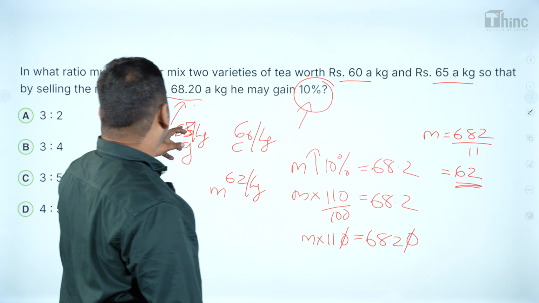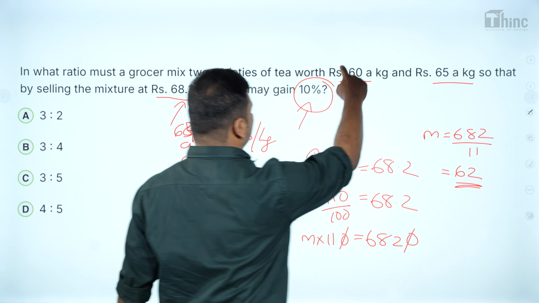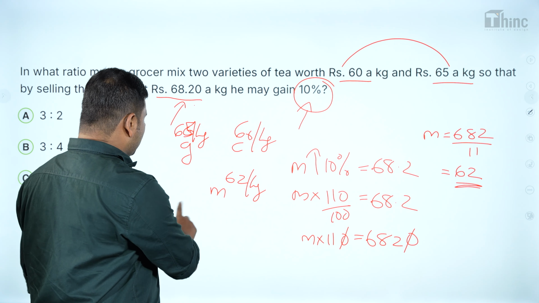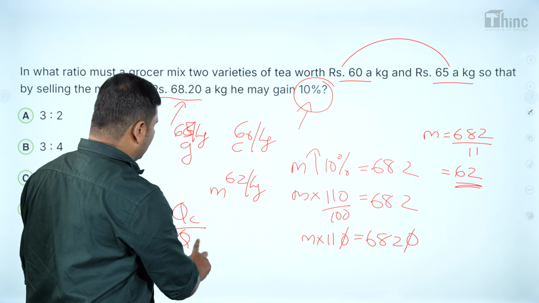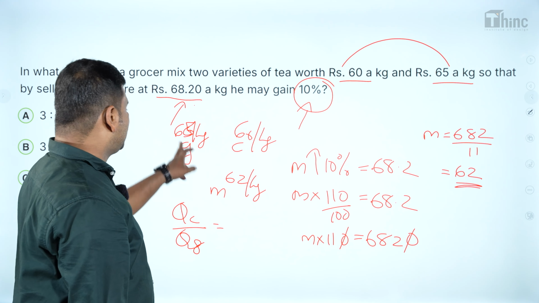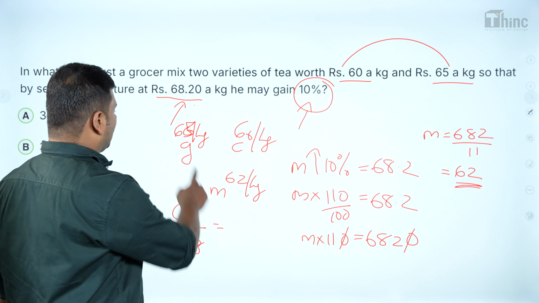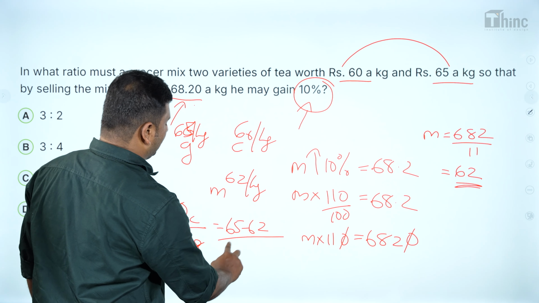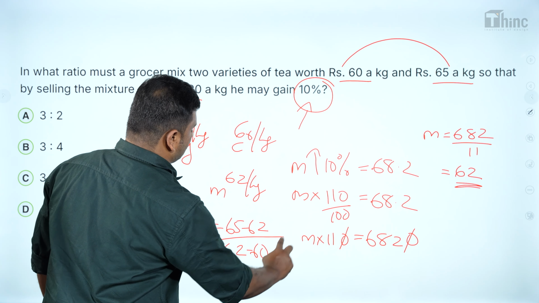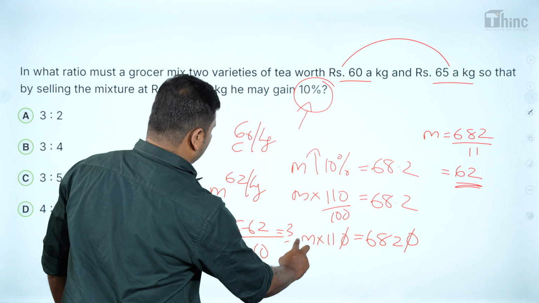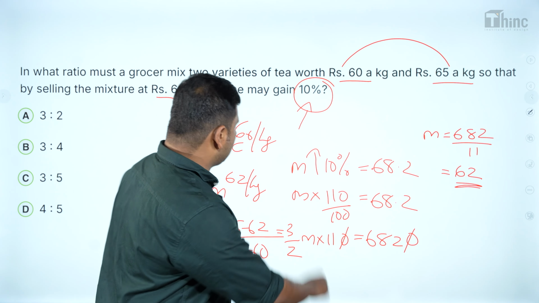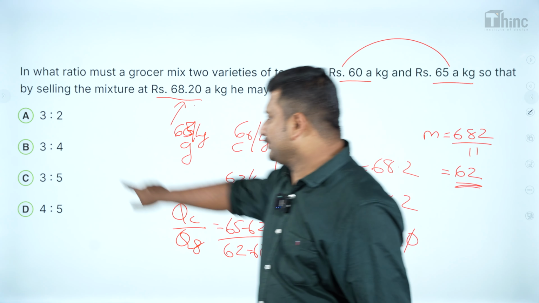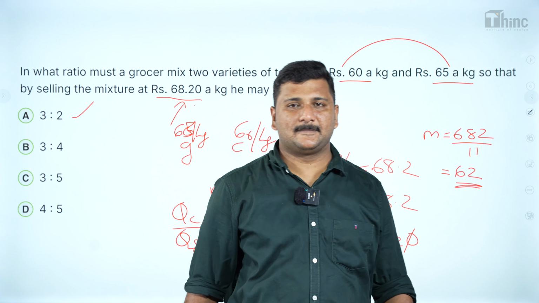Now the question is asking us in what ratio he is mixing the 60 per kg one with the 65 per kg one. So the QC by QG ratio is what they need. So what is QC by QG? That is G minus M by M minus C. So what is G minus M? It's 65 minus 62. What is M minus C? It is 62 minus 60. So what will we get? We will get 3 by 2. So the cheap quality is mixed with good quality in the ratio of 3:2. So 3:2, option A is going to be the correct answer.